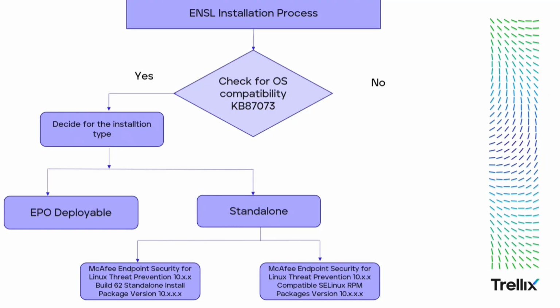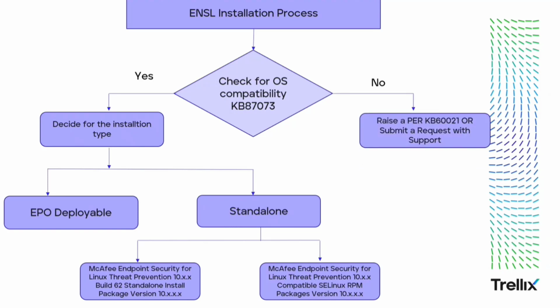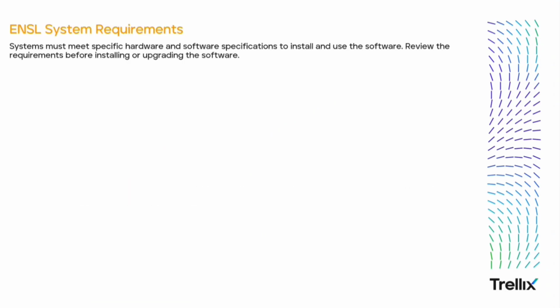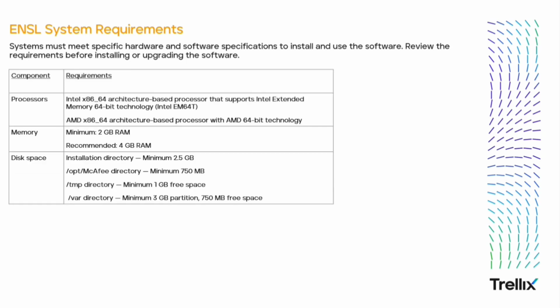What happens if the product is not compatible with the OS? In that case, you can raise a PER request or submit a request with support so we can take it further from there. Apart from OS compatibility, ENSL does have some hardware and software requirements too. As we can see in the table below, it only supports two types of processor, that is Intel based and AMD based architecture.